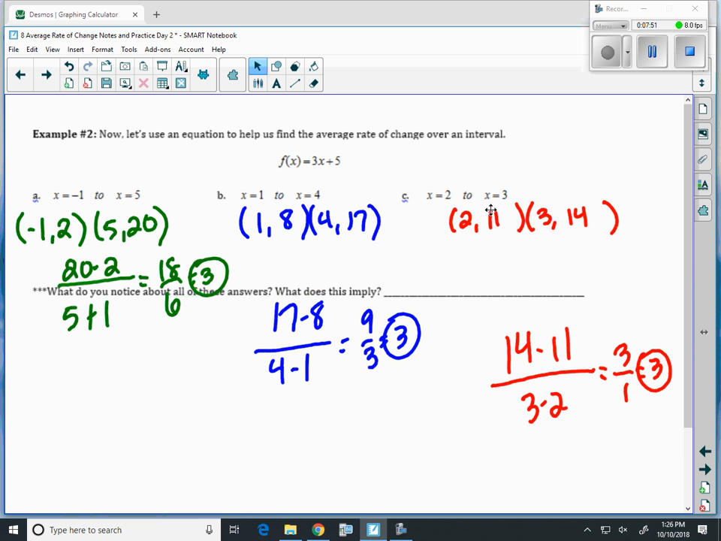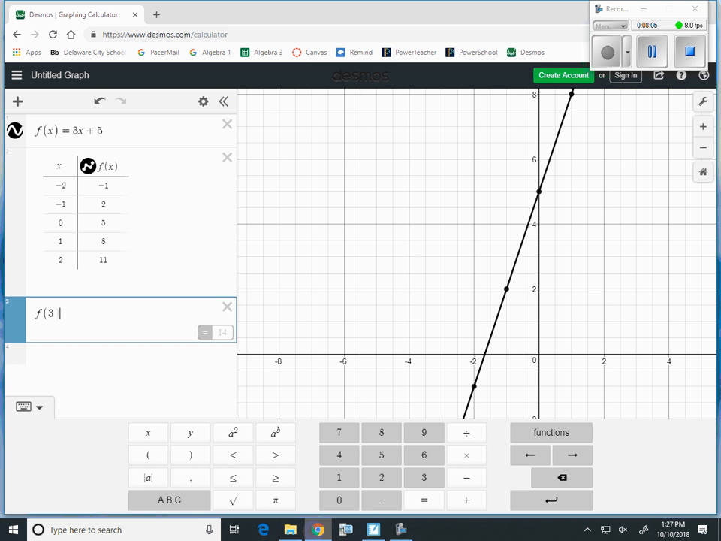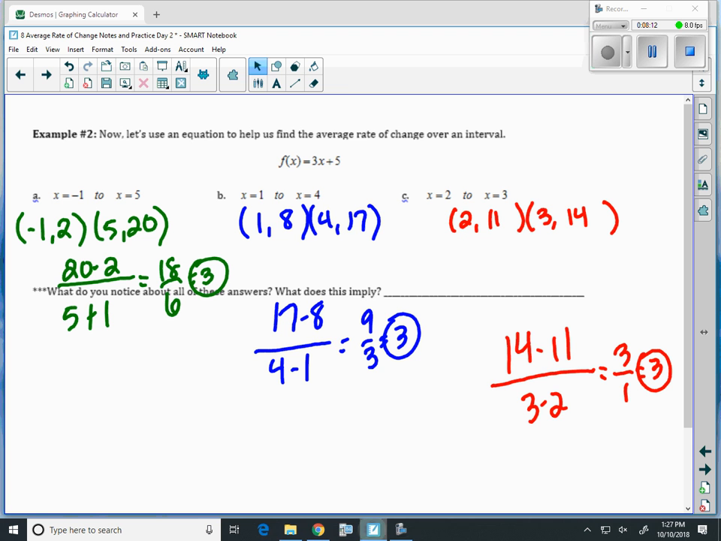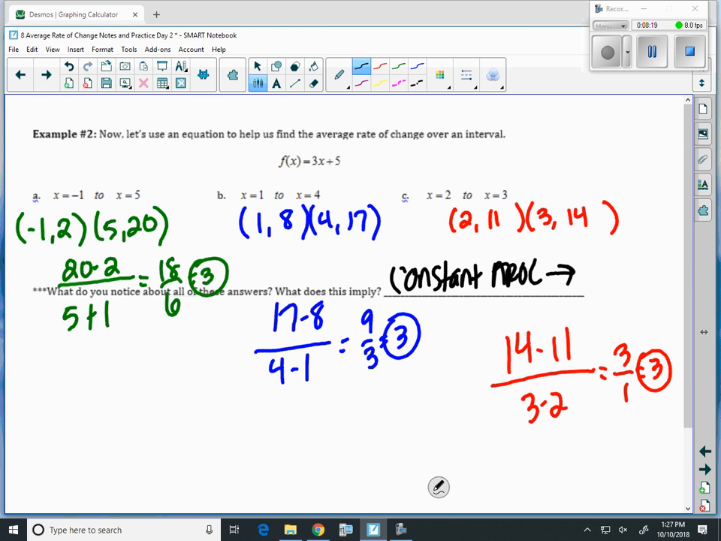So when it says, what does this imply? It implies that this data represents a linear function. Meaning, if we were to look at the graph, it should be a straight line. So you could go back to Desmos and look at your line, and guess what? It is straight. So yes, that confirms that it is linear. Constant AROC, so it is linear.